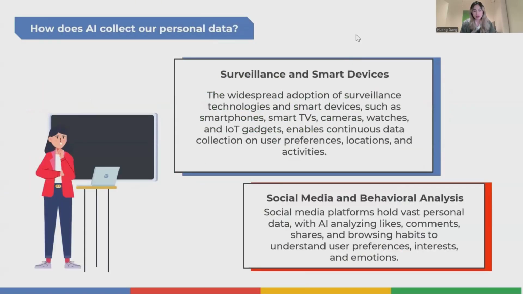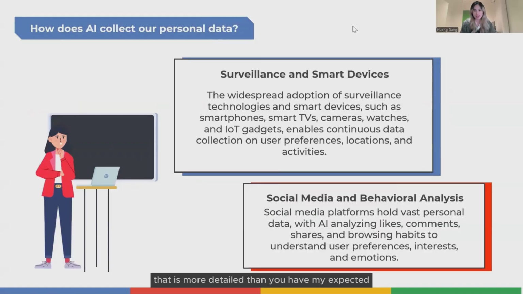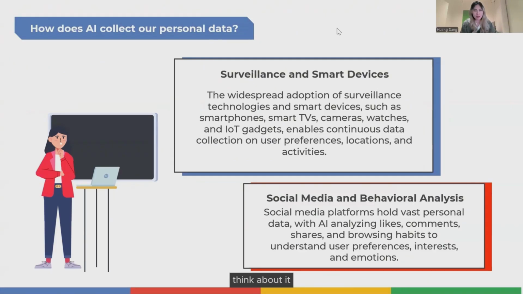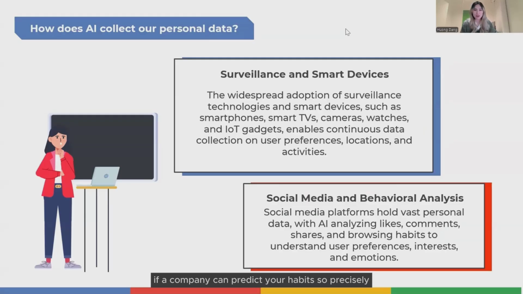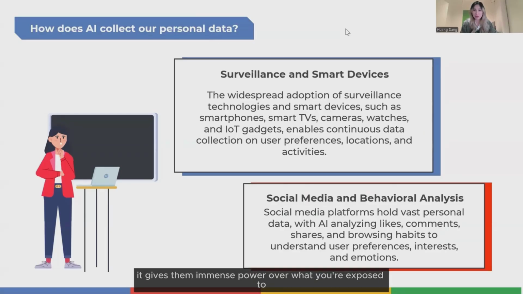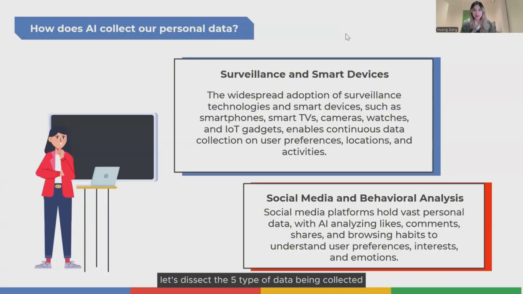Here's the thing. Every click, like, and comment adds to a digital profile that is more detailed than you ever expected. This data shapes not only the ads you see, but it can influence decisions like your job prospects or even your credit score. Think about it. If a company can predict your habits so precisely, it gives them immense power over what you are exposed to. Today, let's dissect the 5 types of data being collected, from smart devices that track your locations and routines to online interactions that define your interests. Let's break it down into 5 key areas.